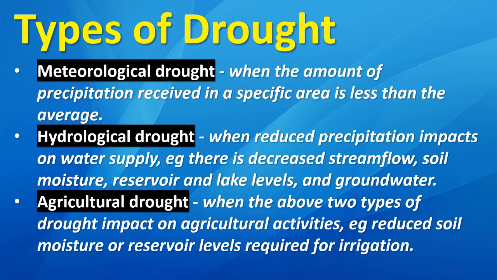The final type is agricultural drought. That's when the above two types of drought impact on agricultural activities. So things like reduced soil moisture or reservoir levels required for irrigation. So as soon as a meteorological drought, which is the reducing of rain, causes problems to the water supply, we've got hydrological. As soon as that impacts on agriculture, you've got agricultural drought. And those are the three main types of drought.